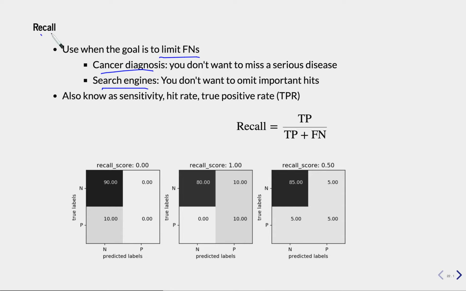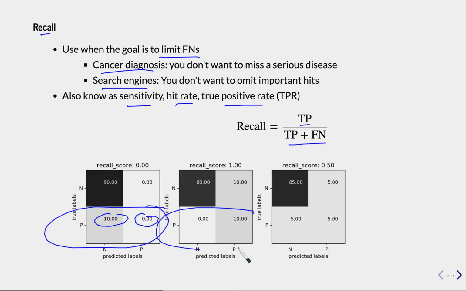Recall is a very old metric. It's also called sensitivity, hit rate, or true positive rate. It's all exactly the same. It's defined as the number of true positives over the number of true positives plus false negatives. So the number of true positives over the sum of the true positives and false negatives. So it only looks at this row here. It ignores the rest.